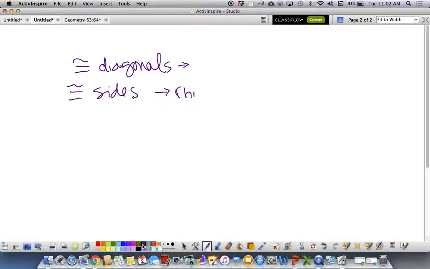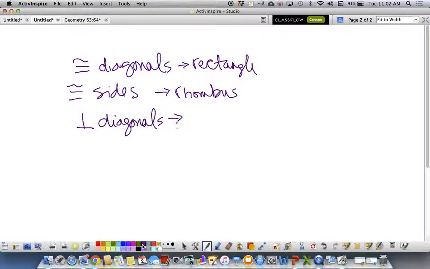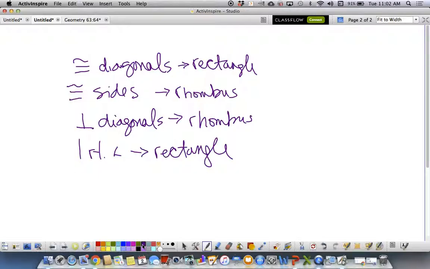Rhombi. Wait, is that the plural form of rhombus? What if I say perpendicular diagonals? Rhombus. Yes. What other one did I just say? Congruent sides, rhombus. One right angle, a rectangle. We've already said this. Alright, so these are things we've already learned.